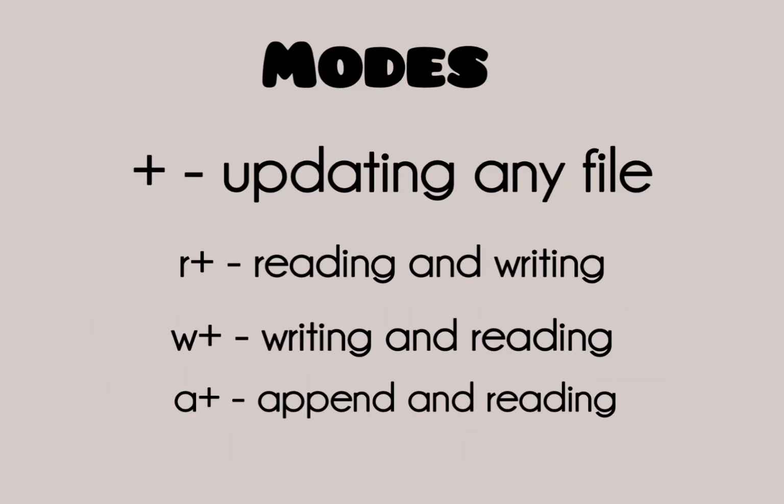Now there are also some modes which help us to update a file, and we use them by writing plus after the name of the mode. These modes are R plus, W plus, and A plus. R plus opens a file for reading and writing. First you can read and then you can write. The order is important here, because the W plus mode also helps us with reading and writing, but here the order is the opposite of R plus. First you can write and then you can read. And A plus mode helps us open a file for appending, and for reading after appending.